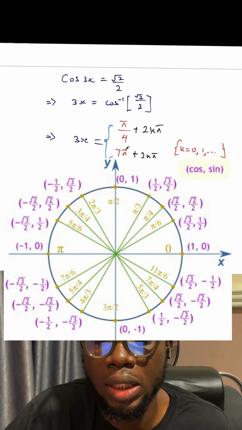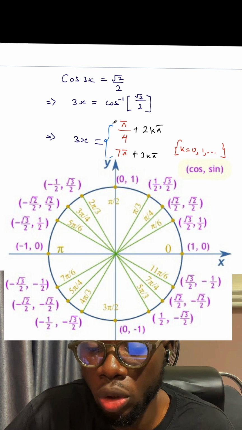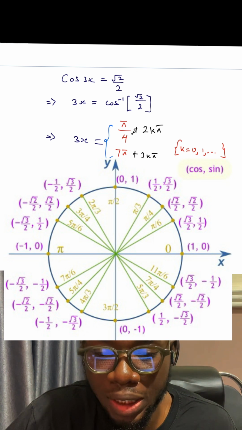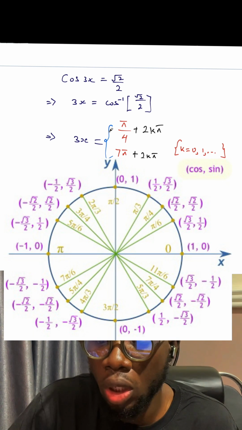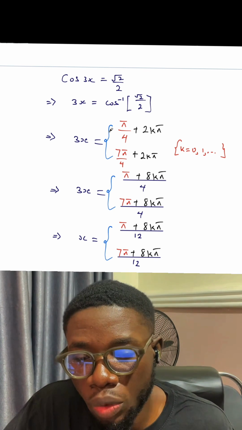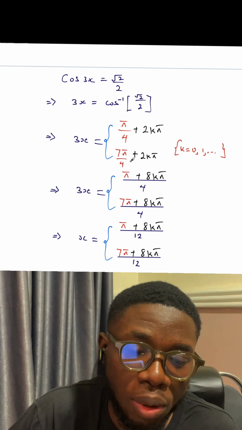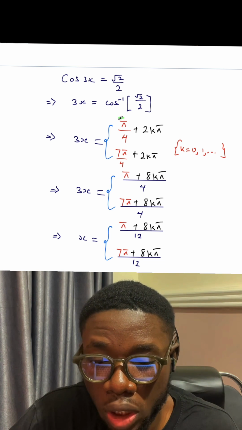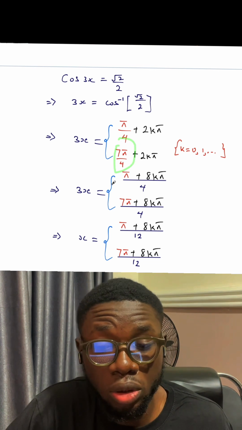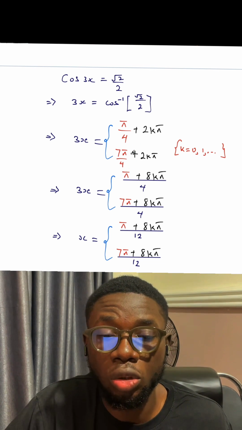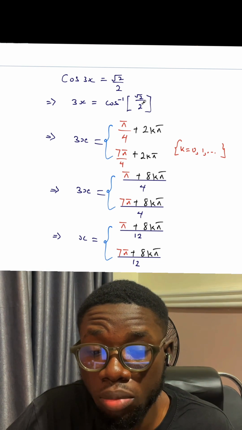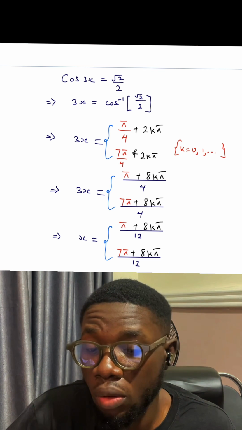So as you can see, I had already created a form of solution such that 3x, which is the cos inverse of root 2 over 2, can have two values in the range of 0 to 360 degrees. Now, we have pi over 4 and we have 7 pi over 4. This one is in the first quadrant, and this is in the fourth quadrant. If you don't know how to do that, you can check out the unit circle. You'll be able to see the value for this cos inverse right there.